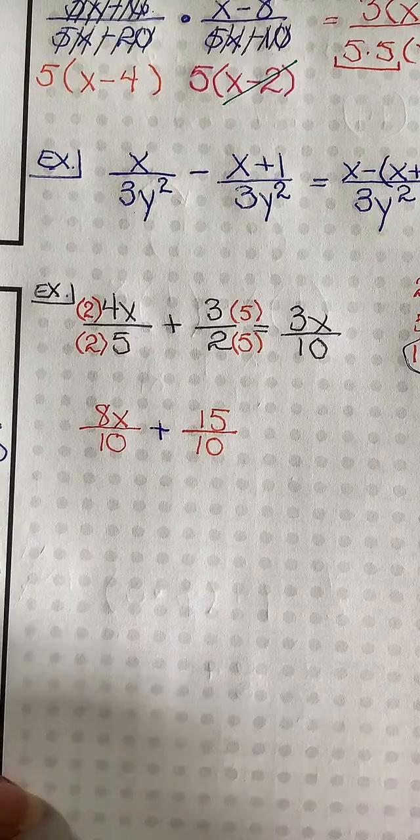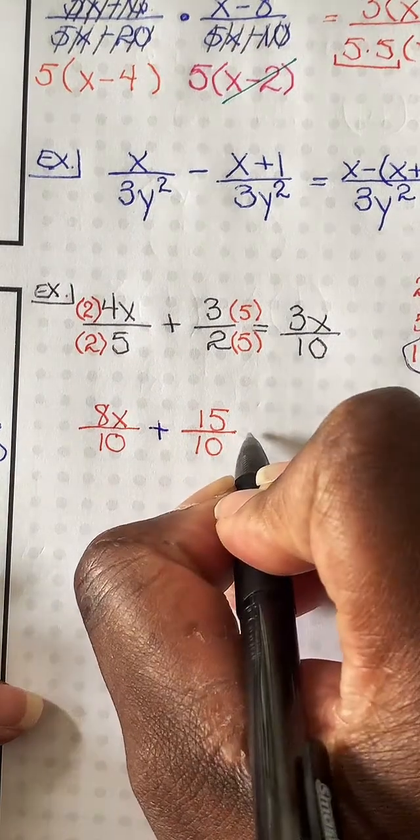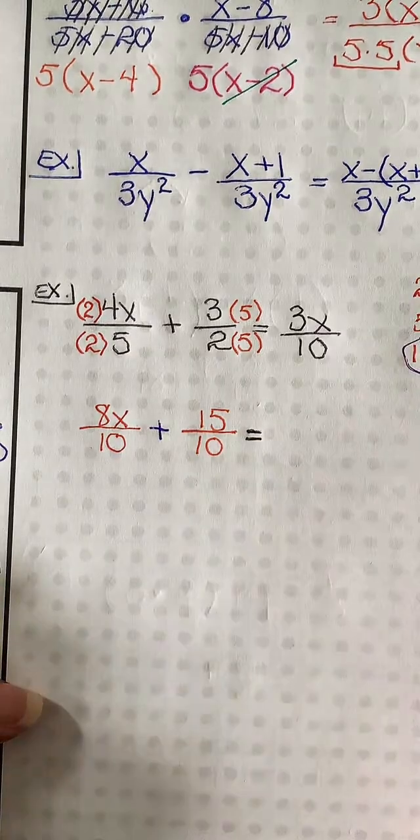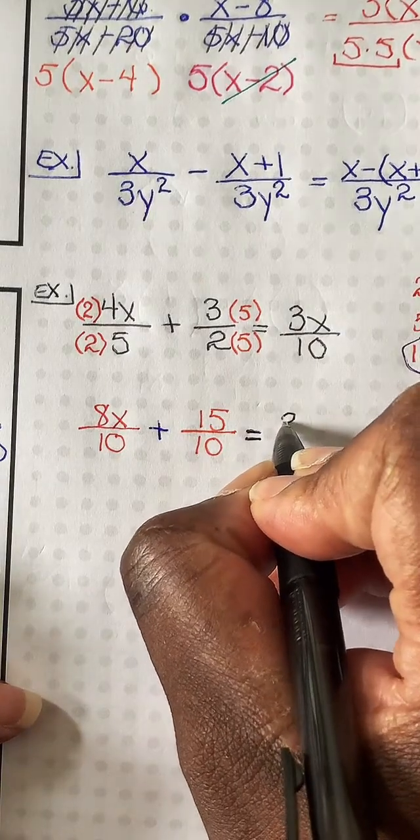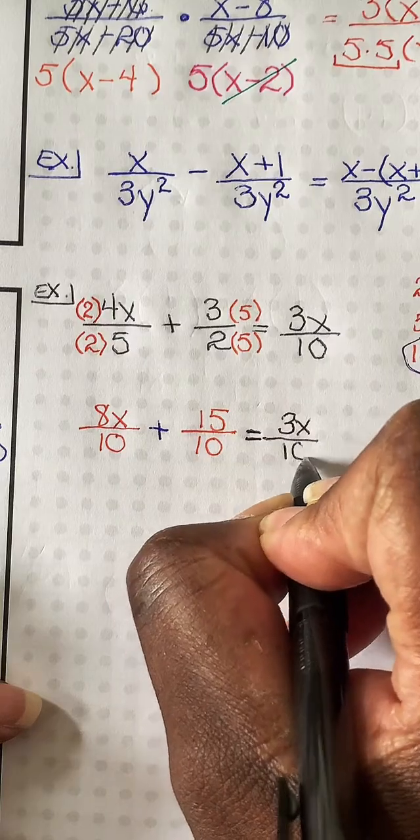Good job, ladies and gentlemen. I love it. Now, the equal sign comes down. And since this ratio already has 10, I don't have to do any adjusting. I can just rewrite it.